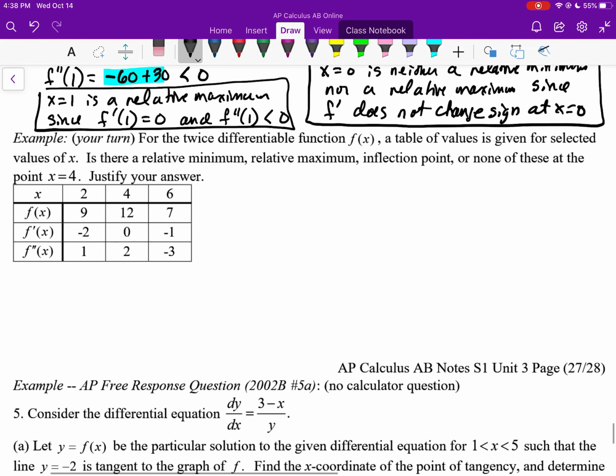Anyways, you guys get to try our next one. It says for the twice differentiable function f of x, a table of values is given for selected values of x. Is there a relative minimum, a relative maximum, an inflection point, or none of these at the point x equals 4? Justify your answer.